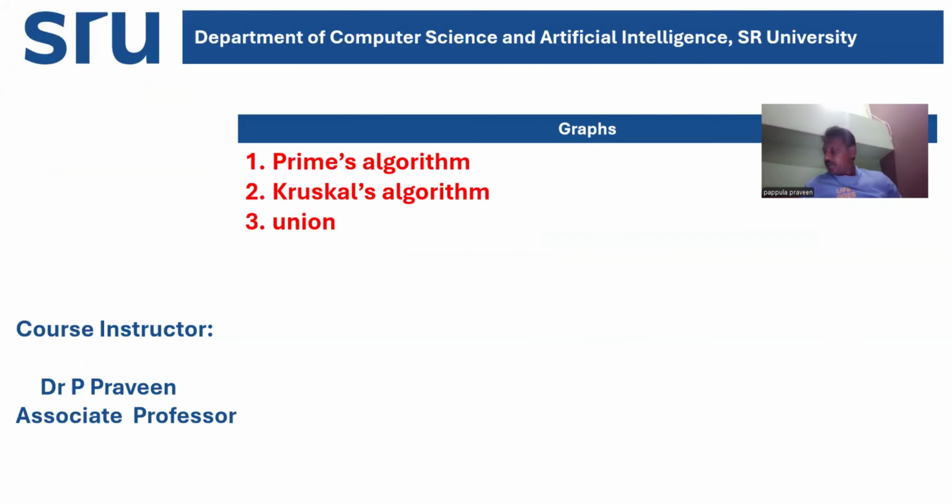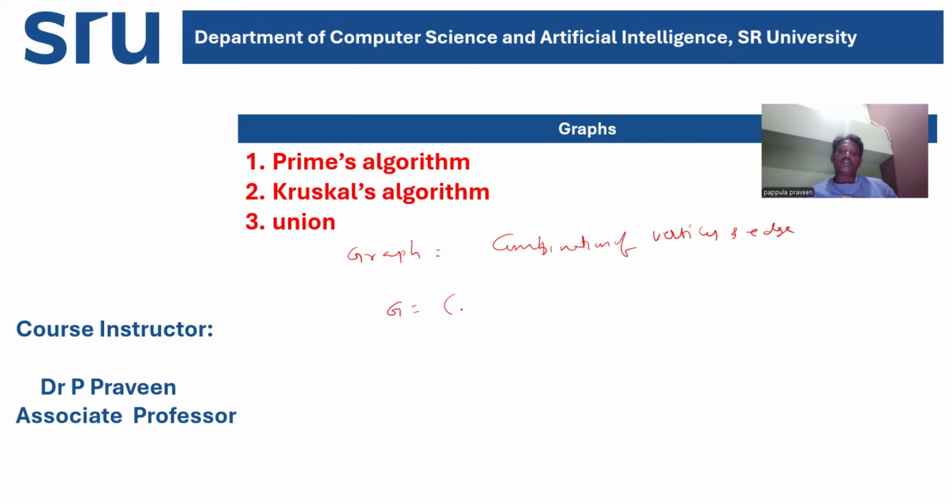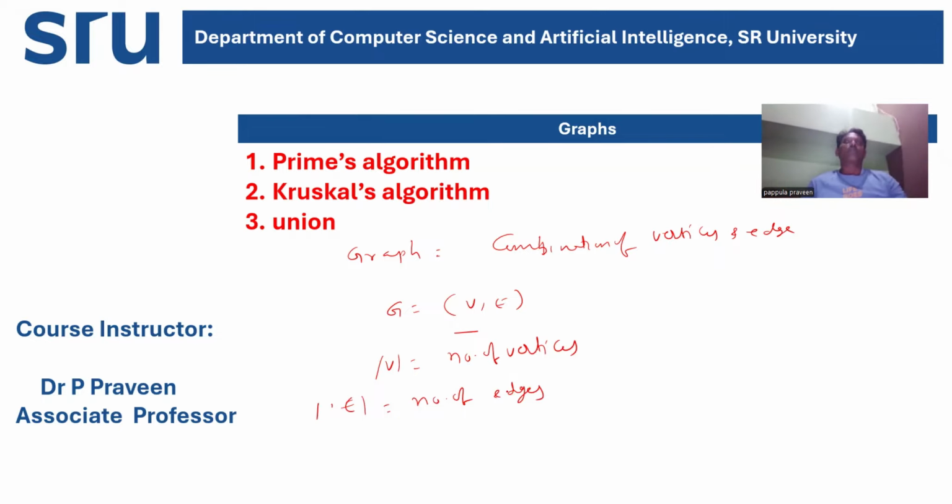Now, the spanning tree concept. The first one is the graph. A graph is a combination of vertices and edges. It is denoted with G equal to (V, E). Mod V denotes the number of vertices, and mod E denotes the number of edges.